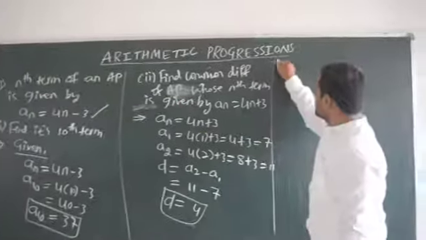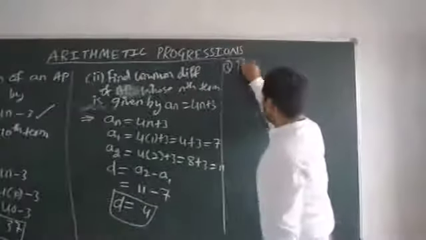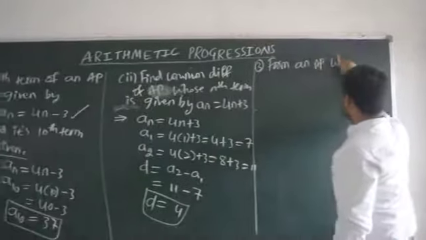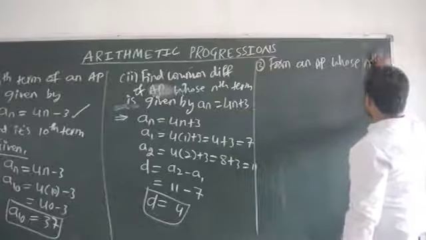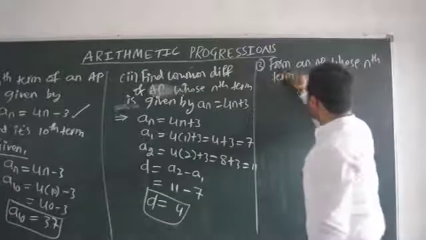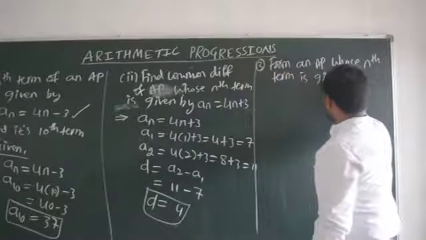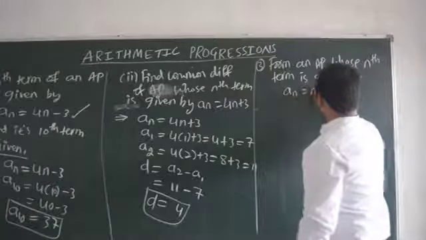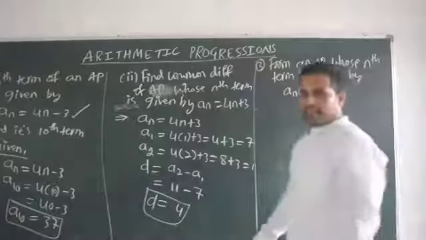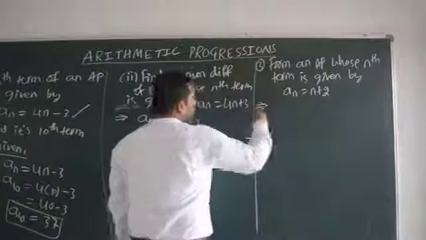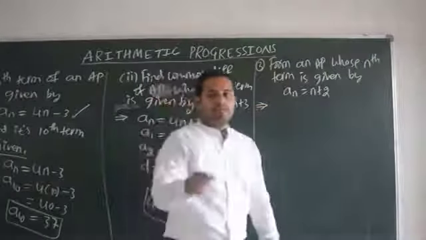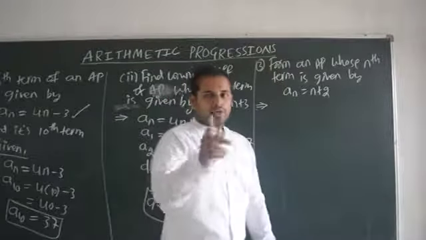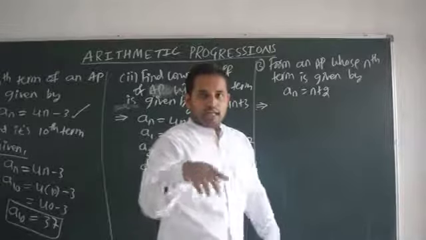Now let us take the third question. Okay, now they are asking you to form an AP whose nth term is given by an is equal to n plus 2. Like that they have given you. Are you getting my point? To form the AP, what do you need? To form the AP, you need the first term and you need the common difference.